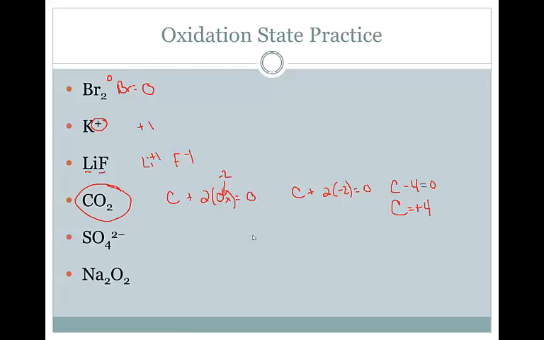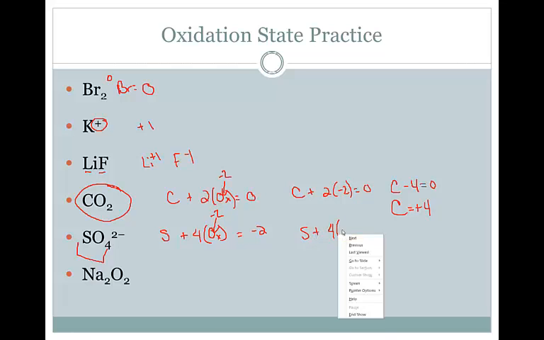This is a polyatomic ion, so those 5 atoms have to equal negative 2. So 1 sulfur and 4 oxygens have to equal a negative 2. We're going to put a negative 2 in for the oxygen because that was our rule for number 5. So sulfur plus 4 times negative 2 is equal to negative 2. So sulfur minus 8 is equal to negative 2. That means sulfur must be a positive 6.